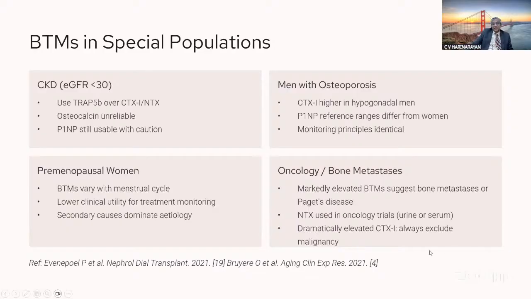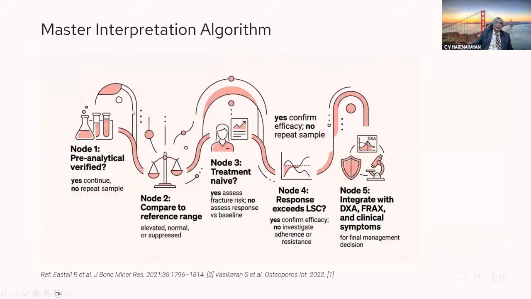Dramatically elevated CTX does not always exclude malignancy. So the interpretation is nodal. Node 1, pre-analytical verified? Yes, continue; no, repeat sample. Compared to reference range at node 2, elevated sample. Node 3, treatment naive? Yes, assess fracture risk; no, assess response versus baseline.